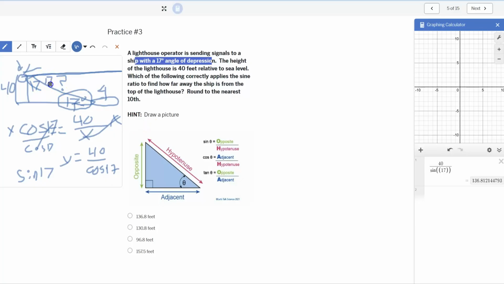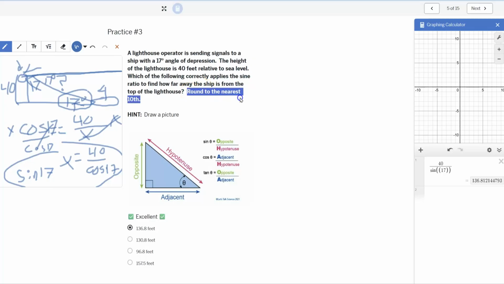Or we could look at this angle over here. It would be mirroring it. But it was written very poorly worded there. So that won't happen on the test. But I guess the hint was they're telling us to use the sine function. So if we put in that sine function, we get 136.81. And we want to round it, so 136.8.